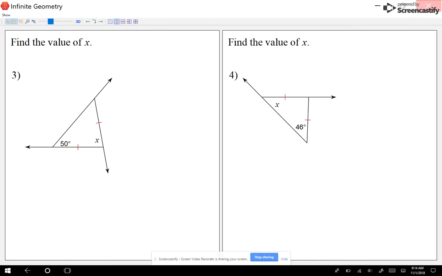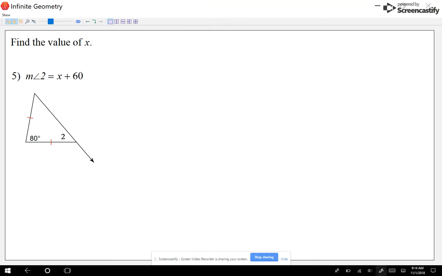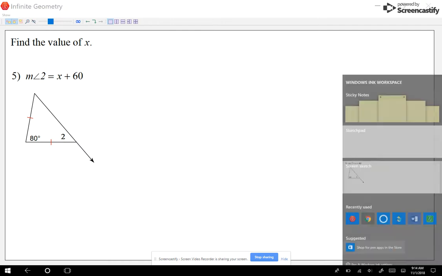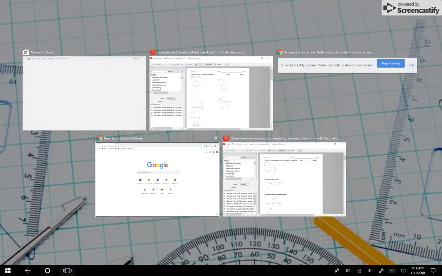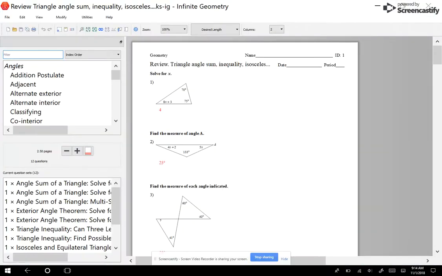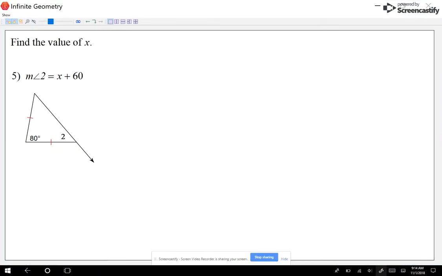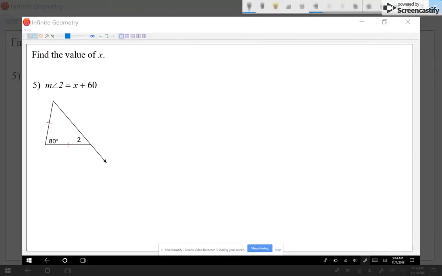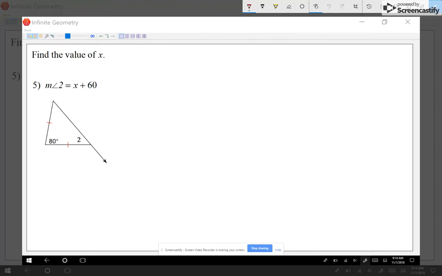Now, looking at my example number 5, I'm told that the measurement of angle 2 is x plus 60. So whenever I see a 2, it doesn't mean it's measurement angle 2. It means angle 2. So I'm going to replace these two at the bottom right. I'm going to replace that 2 with x plus 60.